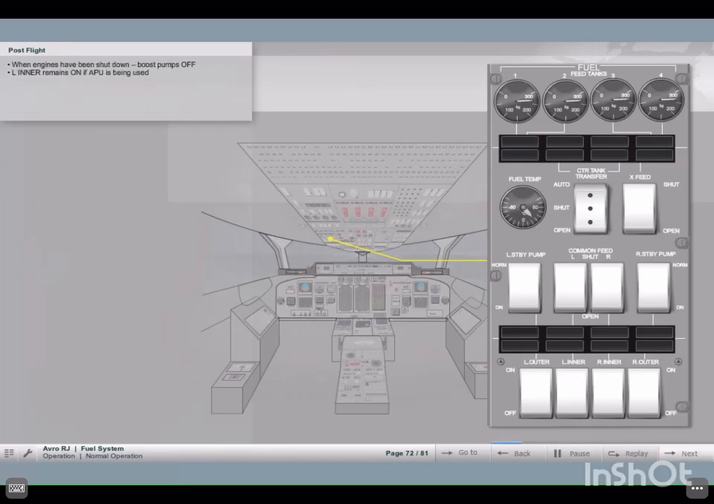Post-flight. When the engines have been shut down, the boost pumps are selected off. If the APU is being used, the left inner pump will remain on.